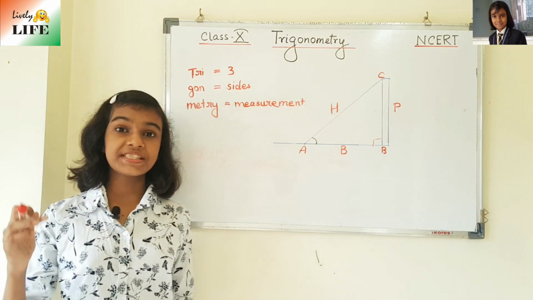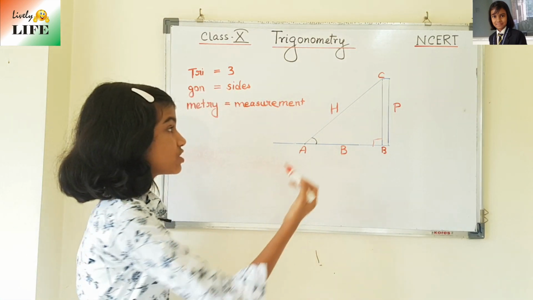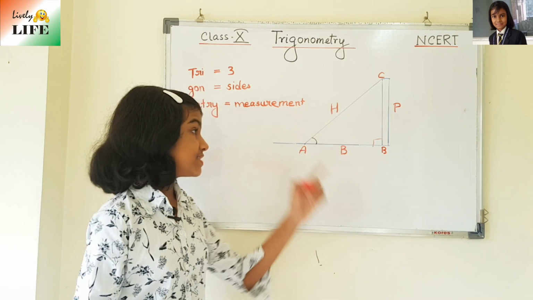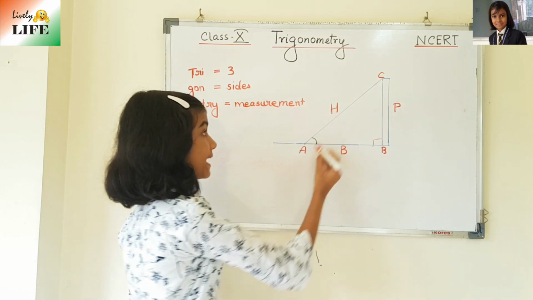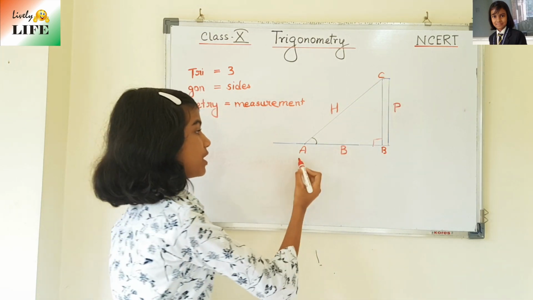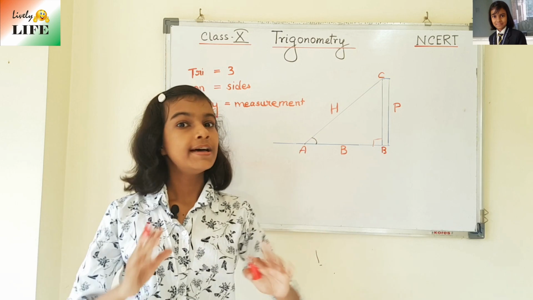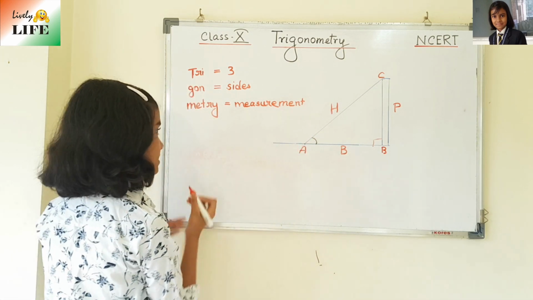So what do we know? What is the Pythagoras theorem? The Pythagoras theorem is hypotenuse square is equal to base square plus perpendicular square. So AC square is equal to AB square plus BC square. This is the Pythagoras theorem. Let's write it down.